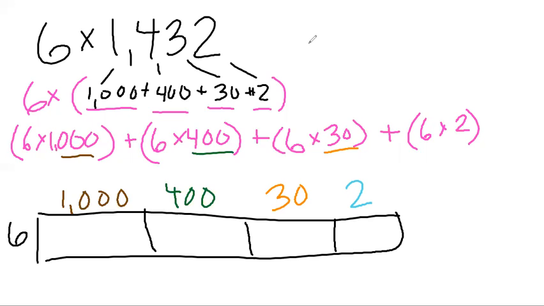Okay? So let's look at our first box. 6 times 1,000. Multiply 6 times 1,000 first. 6 times 1 is 6. Add my 3 zeros. So that's 6,000. 6 times 4 is 24. I have 2 zeros. Add my 2 zeros. Then let's multiply the tens. Go ahead and multiply the tens, 6 times 30.